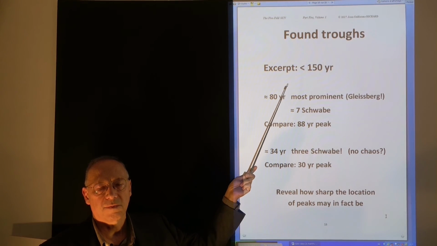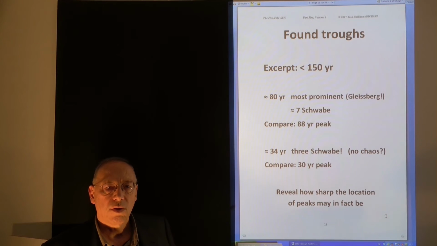This is an excerpt for troughs found below a 150-year return period. The most prominent trough is at about 80 years, i.e. about 7 Schwabe cycles of 11 years. And it happens to be the best known, the best publicized peak in the literature, because it is the value that Rudolf Gleisberg published and documented many times from 1935 to 1960.